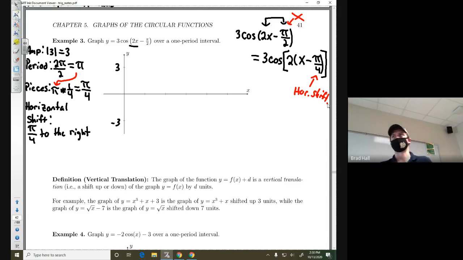So that was definitely a tricky one. So that's how you find the horizontal shift if there is a number multiplying the x directly. You have to factor it out to obtain the true horizontal shift. And then from here, we can state the intervals.